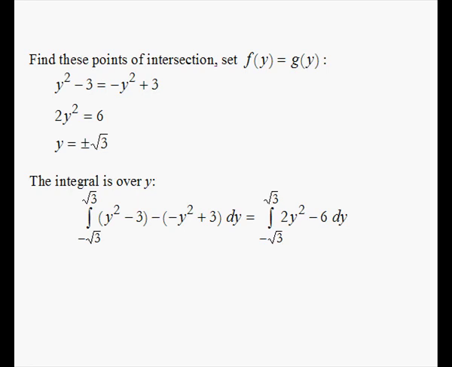Okay, so basically what this very short lecture shows is that you can integrate with respect to y as well as integrating with respect to x. Everything is the same as before. You're going to look for the absolute value of f minus g, right? But if it's the area enclosed, you will not know the limits of integration. Instead, you set f equal to g, and from that, you find the limits of integration.